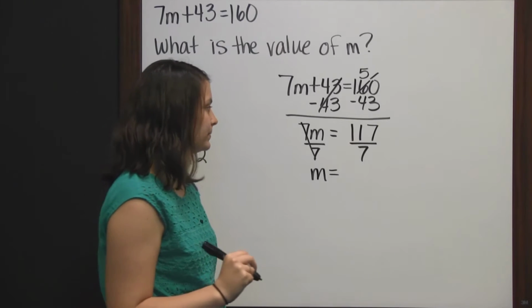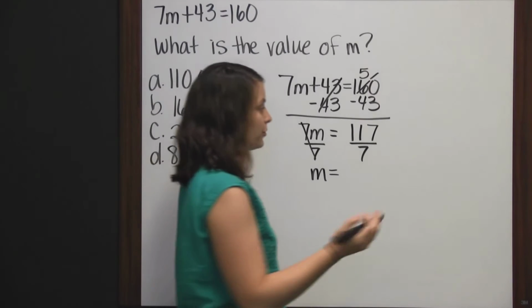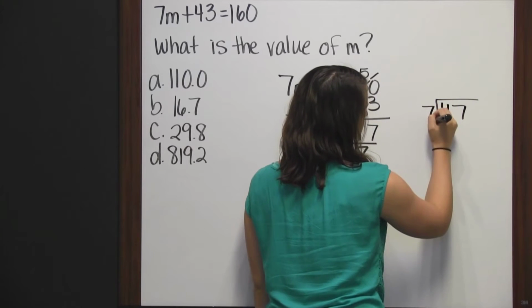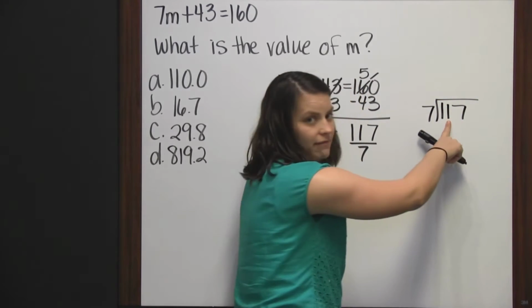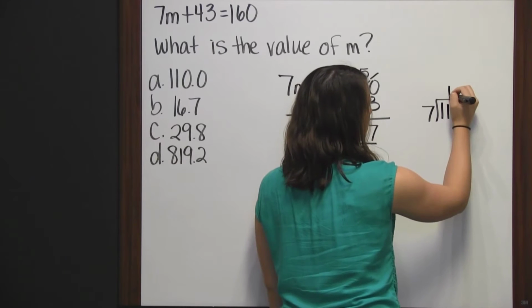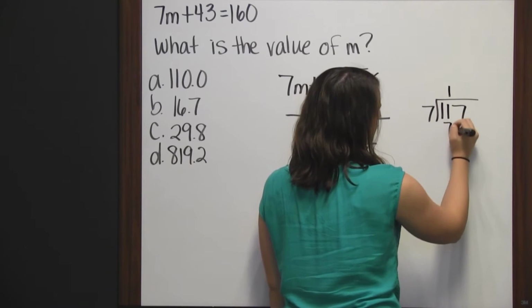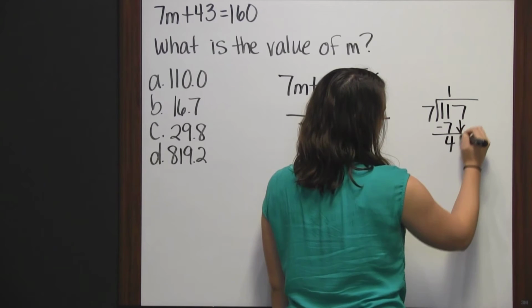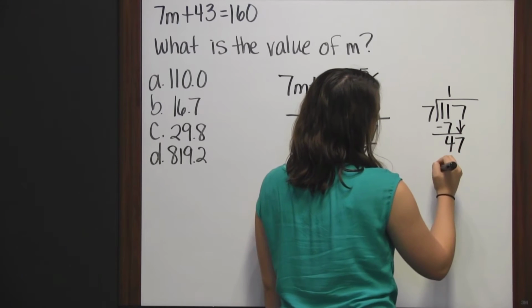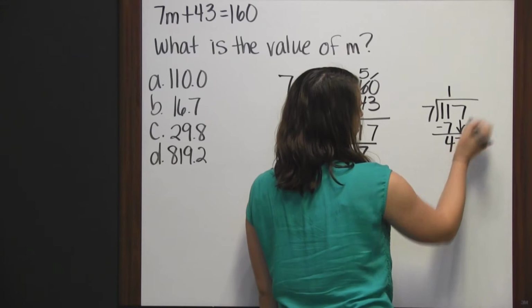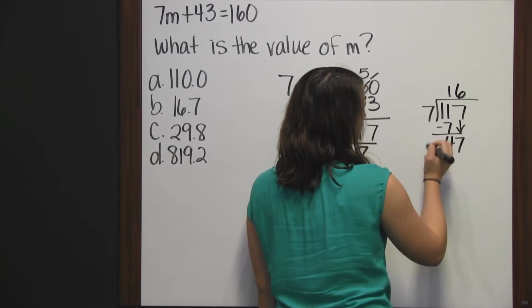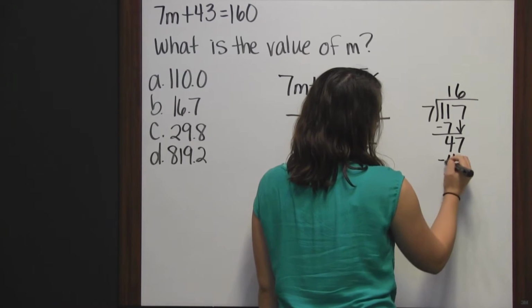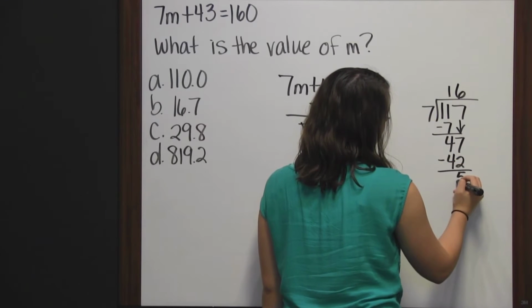117 divided by 7, I'm not sure what that is, so I'm going to divide off to the side. 7 goes into 11 one time. 7 times 1 is 7. When you subtract, you get 4. And then we bring down the 7. 7 goes into 47 6 times. 7 times 6 is 42. We subtract and we get 5.